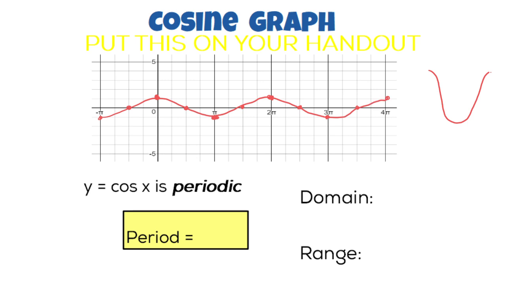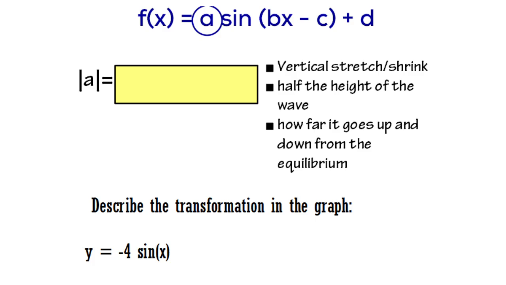All right, let's fill in our info. Period, still 2 pi. Domain, still negative infinity to infinity. And range, still negative 1 to 1. All right, so what we just graphed were what we call the parent graphs of sine and cosine.